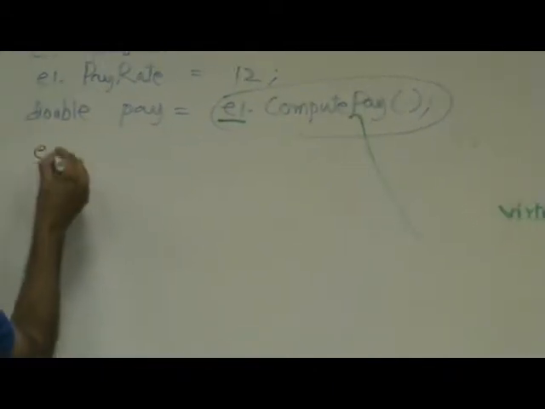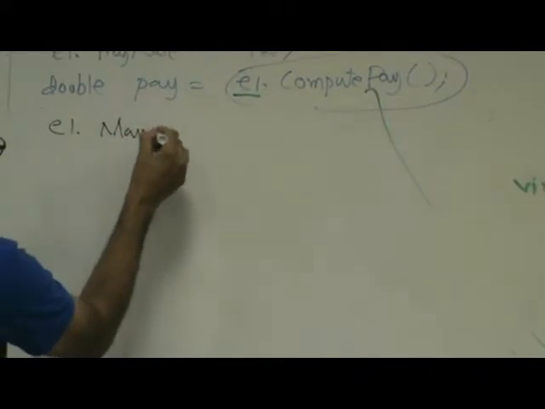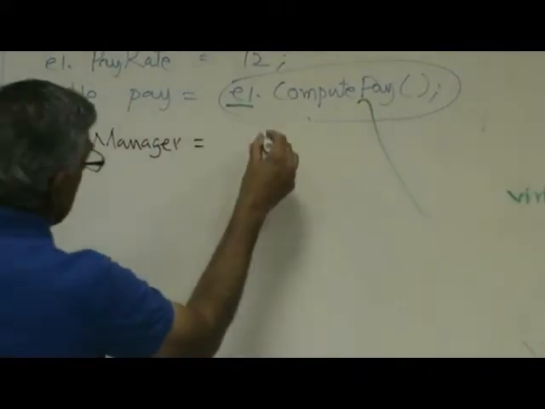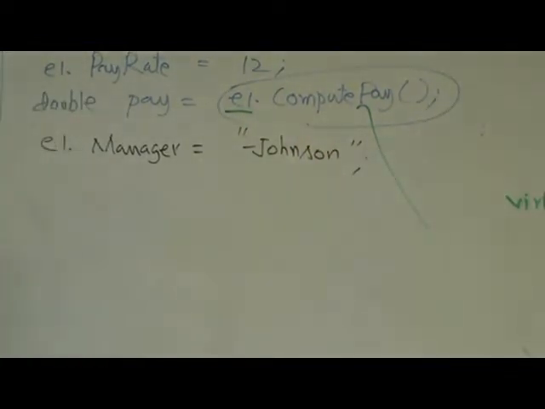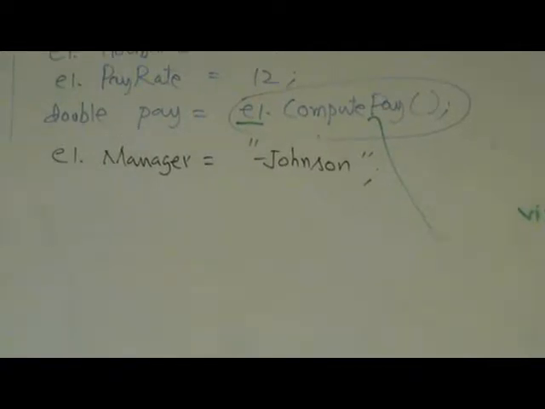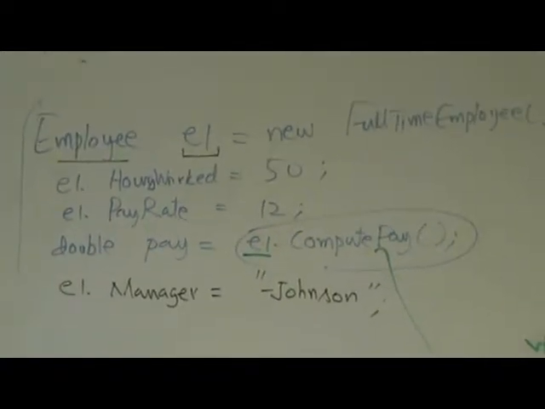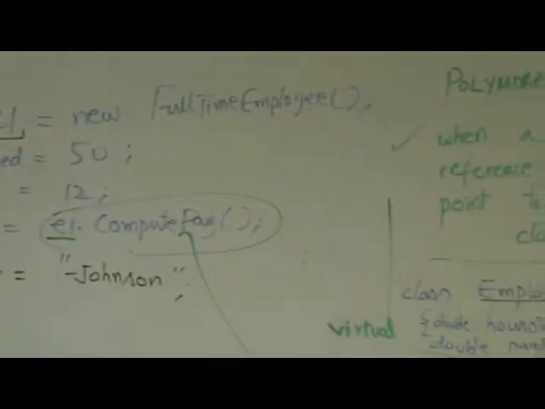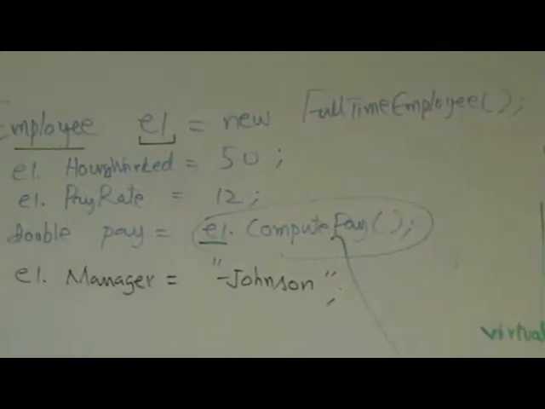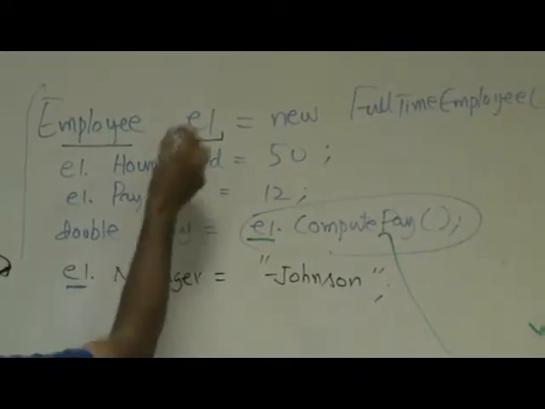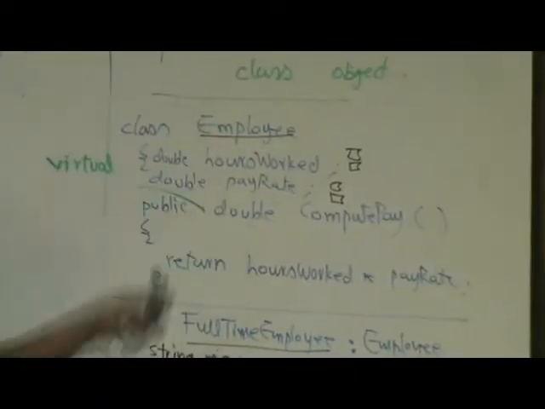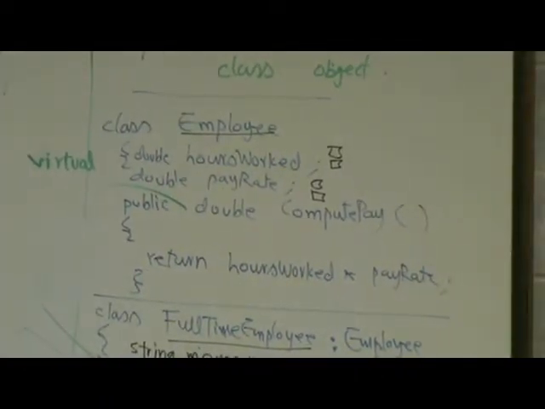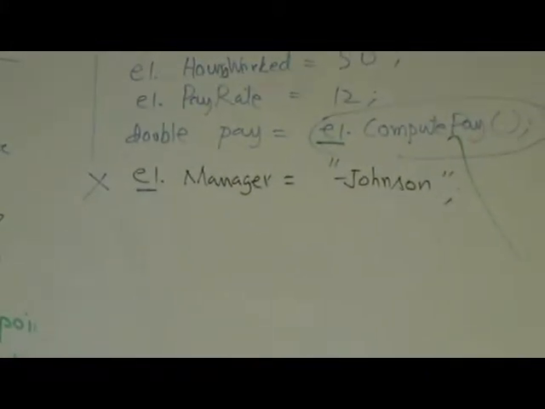Okay, so what if you wanted to set E1.manager equal to, let's say, Johnson, as an example? What will happen? Will this code compile? No. Remember, how does the compiler make a decision? It checks E1. E1 was of type employee, so it will go to the employee class. Is there a manager over here? No. So you will immediately get a red squiggly line, and you won't be able to run this program.